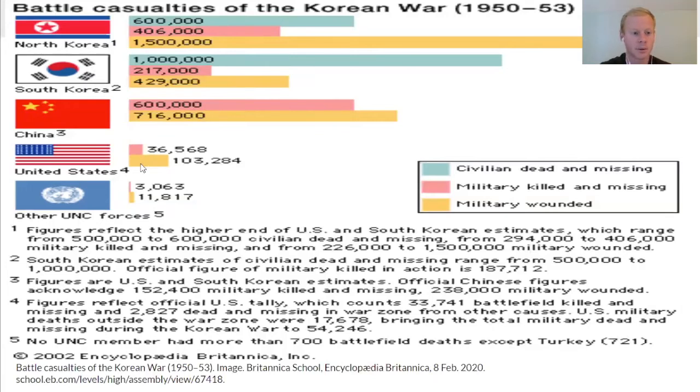And the military dead and wounded for the United States was not as high as those 2 countries, but it was still very impactful. If you look at South Korea also, South Korean estimates of civilian dead and missing range from 500,000 to 1 million. So they're not even sure how many civilians died because this war was so disruptive. So you could have had some other things you've written down for this. This is a really good summation of some of the human toll of the war.